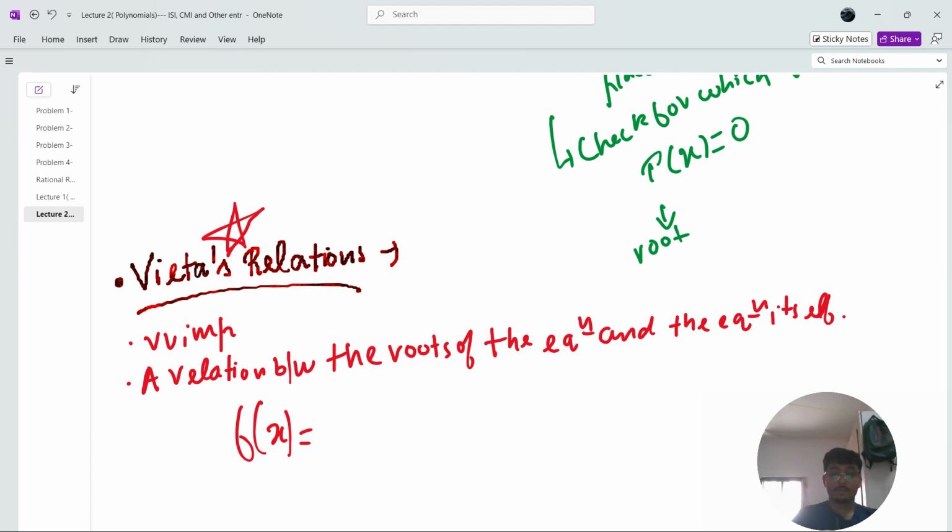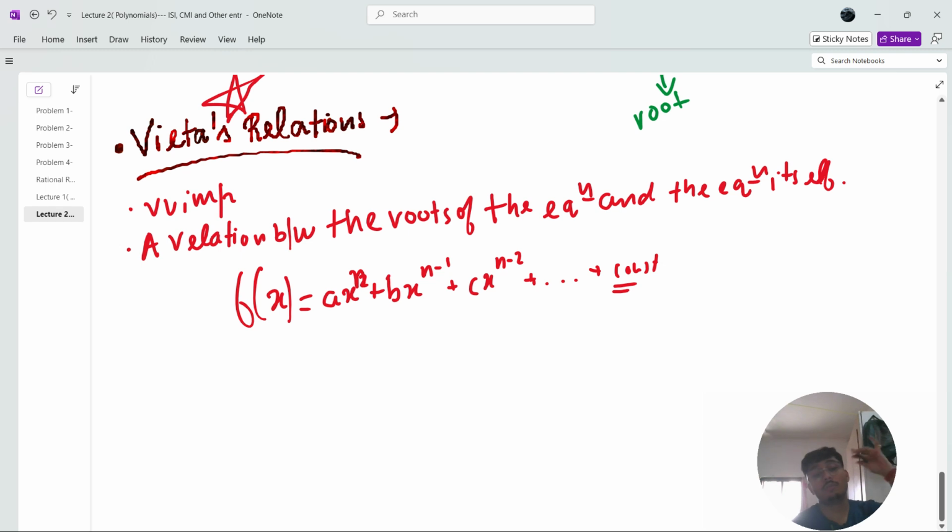I take my f of x to be a x to the power n plus b x to the power n minus 1 plus c x to the power n minus 2 plus dot dot dot, plus one constant. I won't be showing it to you for the general case. The general case I'll be showing in my symmetric expressions part, which I will probably do day after tomorrow. So I'm going to take you case by case to give you the real feel of this relation.